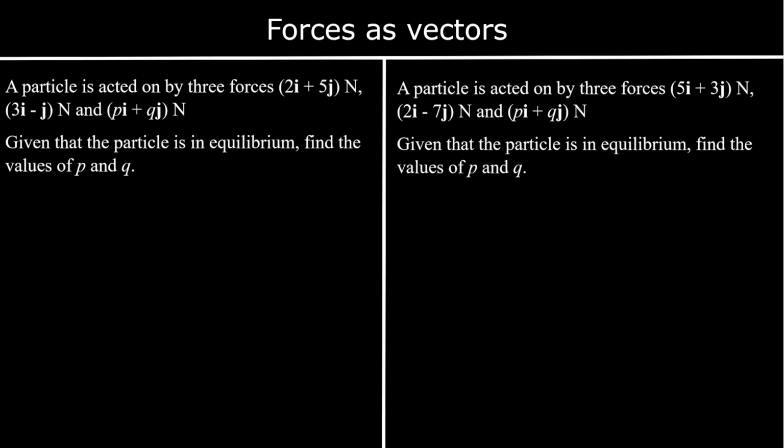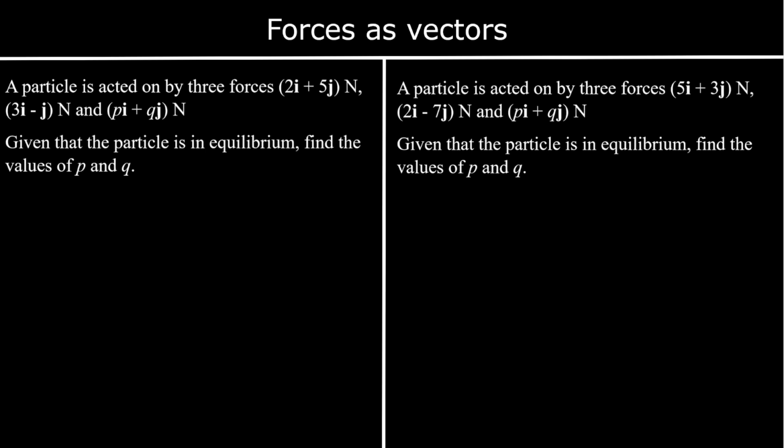In this video, we are going to be looking at using forces as vectors. The first question says a particle is acted on by three forces. We've got 2i plus 5j newtons, 3i minus 1j newtons, and pi plus qj newtons.